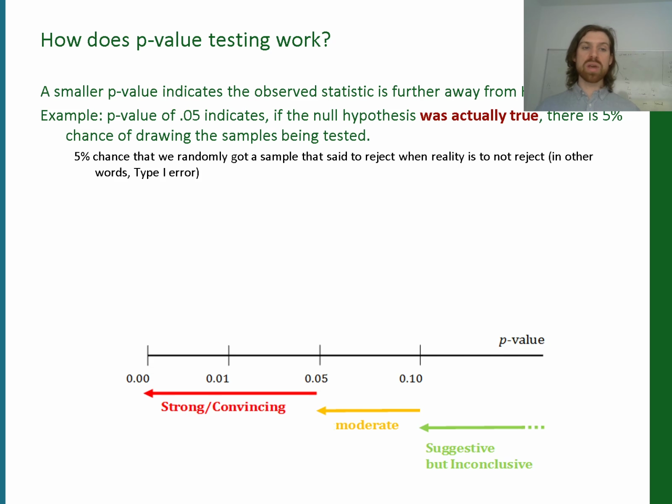Well, if you have a p-value, a smaller p-value indicates that the observed statistic is essentially further away from the null hypothesis. Okay, and as we move towards regression, this is going to be something which you really need to have a decent grasp on. So, for example, a p-value of 0.05 indicates that if the null hypothesis was actually true, there is a 5% chance of drawing the samples being tested. So basically, we've got a 5% chance that we randomly got a sample that led us to reject the null hypothesis, when in reality you shouldn't have rejected it.